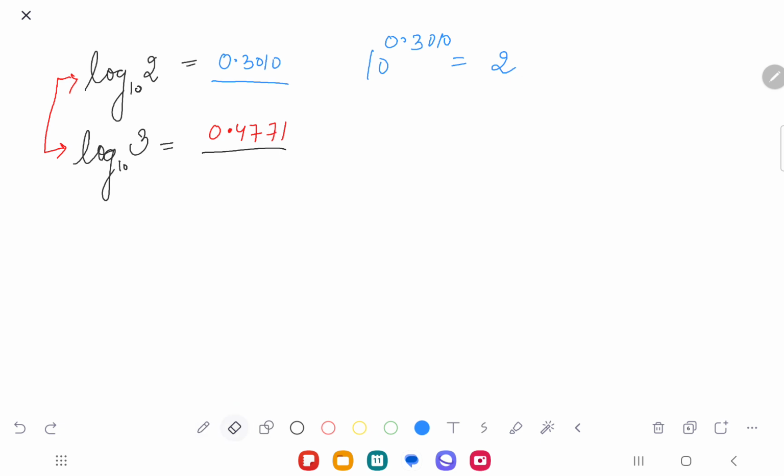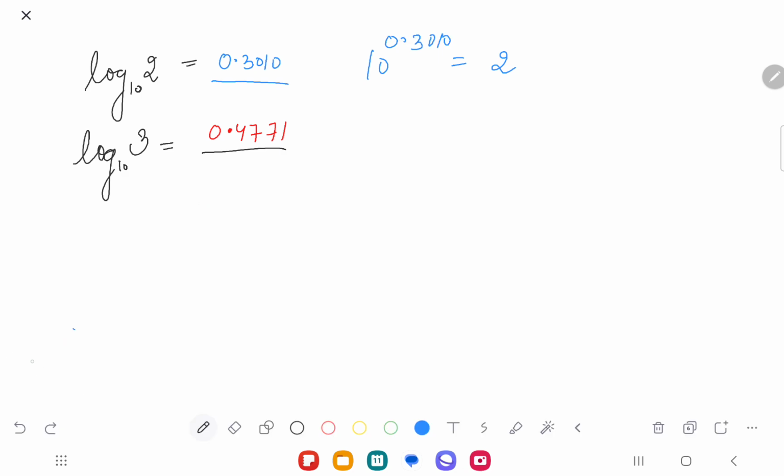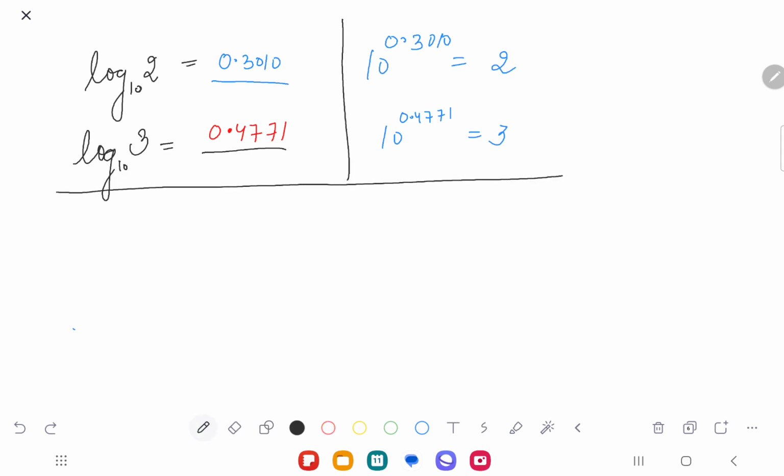So when I have log 3 as this value, I hope you understand. What does that mean? I am supposed to calculate this value. So that means 10 raised to power 0.4771 shall give me 3. That is what we are supposed to calculate. You understand? Right.